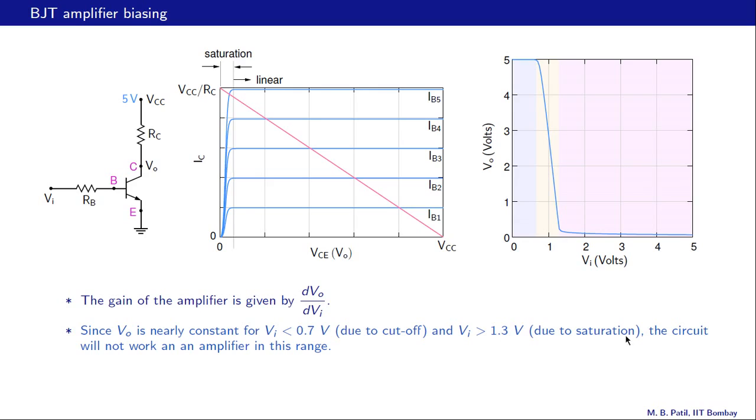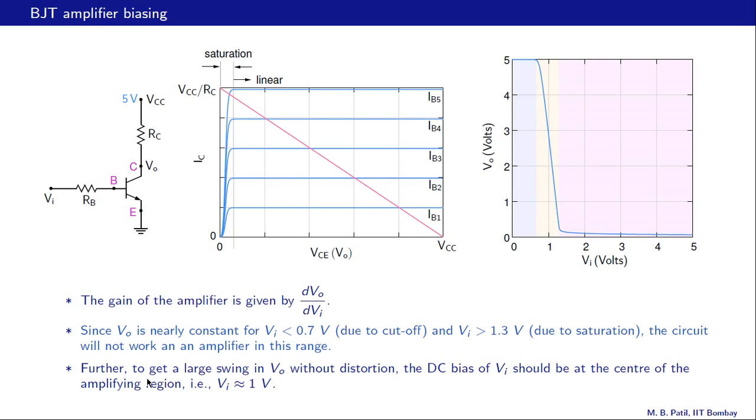In these two regions, the circuit will not work as an amplifier, because the slope here as well as the slope here is nearly zero. So it is not really useful for amplification. Further, to get a large swing in VO without distortion, the DC bias of VI should be at the center of the amplifying region. So this is the amplifying region where we have a good large enough slope dVO/dVI, and we now are saying that we should not only operate in this region, but we should operate somewhere at the center of this region. And this point will become more clear in the next slide.